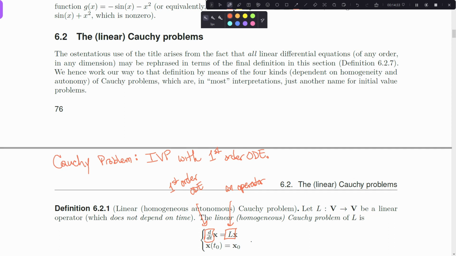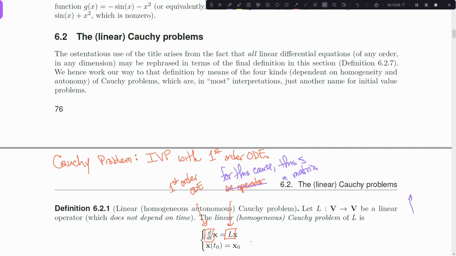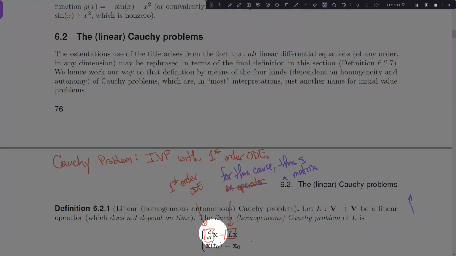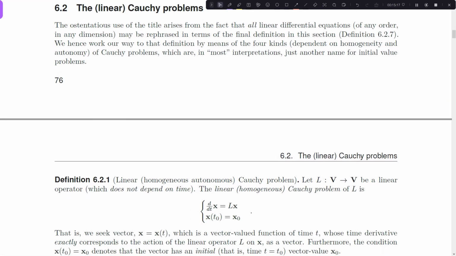So for this course, L is a matrix. That's something to keep in mind just for this course. For my Cauchy problems, I'm going to define that the L on the right-hand side of my initial value problem, you can see there's my first order derivative, equals some operator on X. I'm going to call it a matrix, okay? And then those are going to be the Cauchy problems I'm seeking. So it's an initial value problem of my first derivative of my function equals a matrix times the function. That is the Cauchy problem.